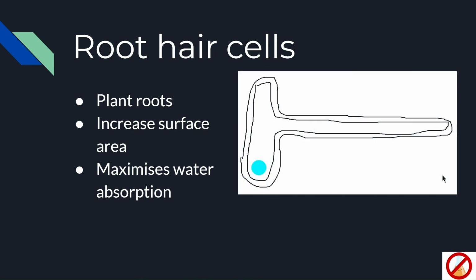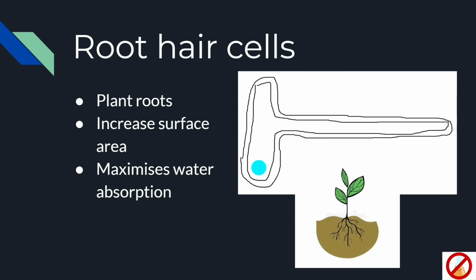And why is it in such a weird shape? It's because it has to increase surface area, which maximizes water absorption. As you know, plants require water from their roots. They have to absorb it from the soil, and that water is used for photosynthesis. So water is absolutely crucial. And the reason why we need such a big surface area is to make sure we take up as much water from the soil, and in a very efficient manner.